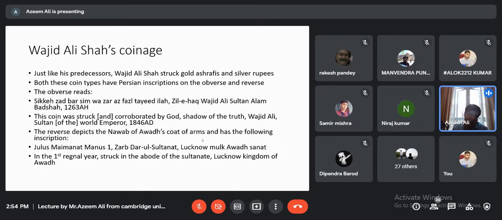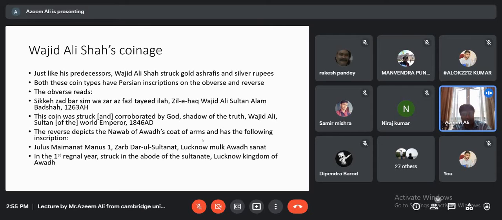And his coinage, just like his predecessors, were silver rupees and gold ashrafis. Both these coin types have Persian inscriptions on the obverse and reverse. The obverse reads, Sikke Zad Basim Va Za'az Fazl Tayyid Illah Zile Haq Wajid Ali Sultan Alam Badshah, and then 1263 Hijri, which means this coin was struck and corroborated by God, shadow of the truth, Wajid Ali, Sultan of the World, Emperor, 1846 AD.